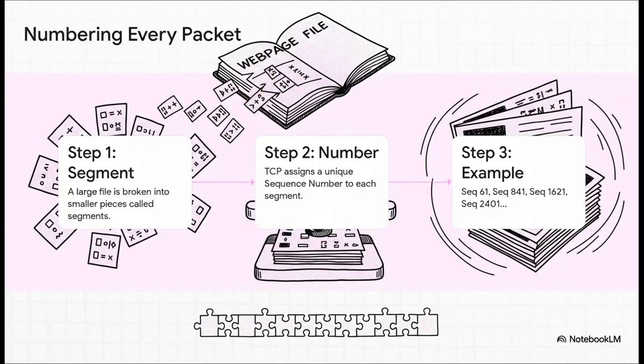Okay, next up, to fix that out-of-order problem, TCP acts like a bookbinder. It takes a big file, like our webpage, breaks it into smaller chunks called segments, and then it gives every single one a unique page number. We call it a sequence number. And just like that, the receiver knows exactly how to put the puzzle back together in the correct order.